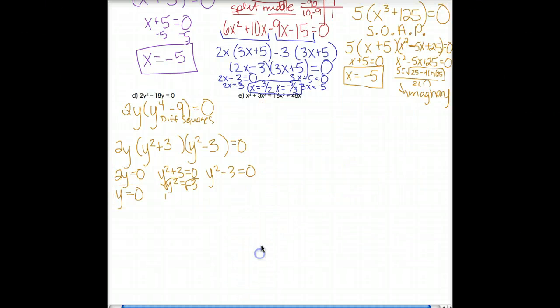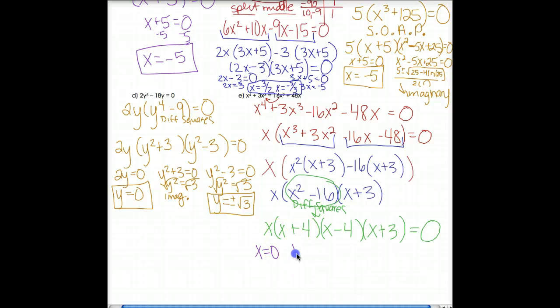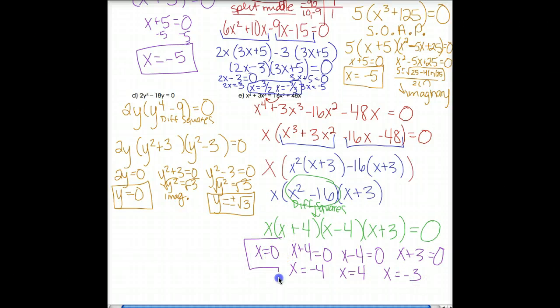So this has a variable, so it gets set equal to 0. So does this, x plus 4 equals 0. Here, x minus 4 equals 0. And here, x plus 3 equals 0. So now, this one's already solved. This one I subtract the 4, so x equals negative 4. Here I add the 4, x equals positive 4. And here I subtract 3. So I've got x equals 0, x equals -4 and +4, and x equals -3. So I have 4 separate x-intercepts here in this particular function.